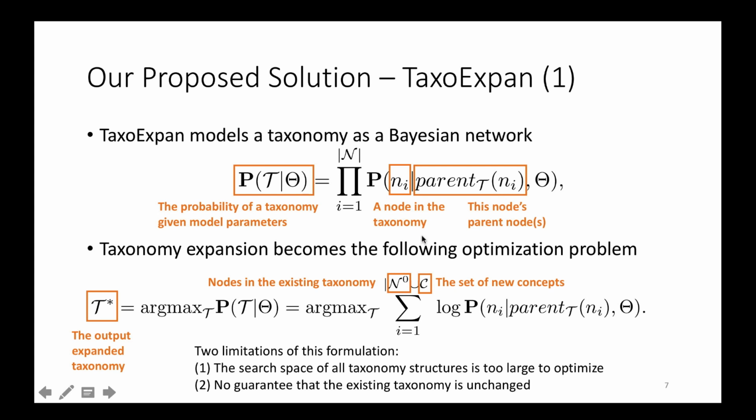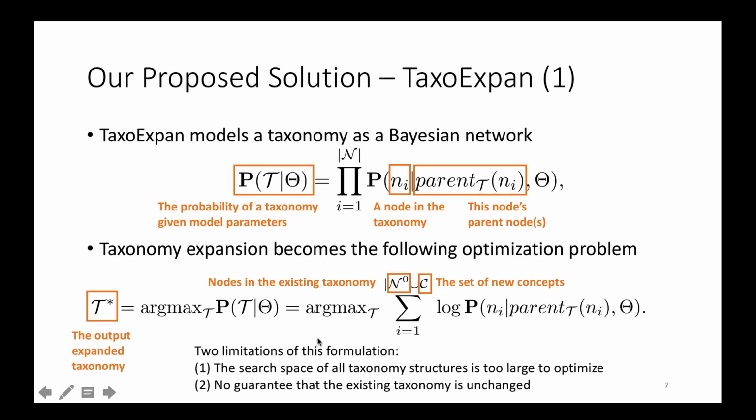And each factor is the conditional probability of a node given its parent node set. With this formulation, the taxonomy expansion problem will be transformed into the following optimization problem, where we're trying to find a taxonomy with the largest probability that covers all the concepts in the existing taxonomy, denoted as N superscript 0, as well as all the new concepts, denoted as C.